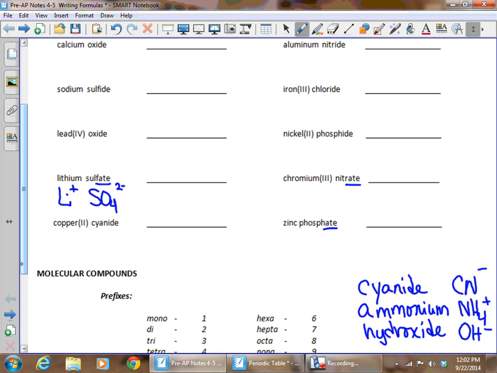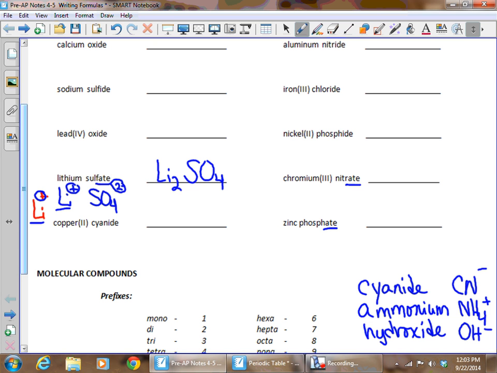Same situation as before. We have 1 positive but 2 negatives, so it looks like we need another positive ion to get this to balance. Once we have that, we have our 2 positives and our 2 negatives. We know this compound has lithium and sulfate in it, and since there are 2 lithiums, we need 2 Li's here. We don't need to multiply that polyatomic ion by anything, so just leave it alone. We'll see a different situation come up next.